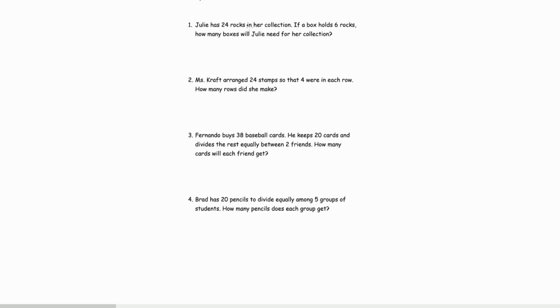Word problems. Julie had 24 rocks in her collection. If a box holds 6 rocks, how many boxes will Julie need for her collection? So, Julie has 24 rocks in her collection, and she wants to know how many boxes it would take. Okay, so you have 1 rock, 2 rock, 3 rock, 4 rock, 5 rock, 6 rock. That's 6 rocks right here. That's 1 box. You have 1, 2, 3, 4, 5, 6. That's another box. So right here is 12.